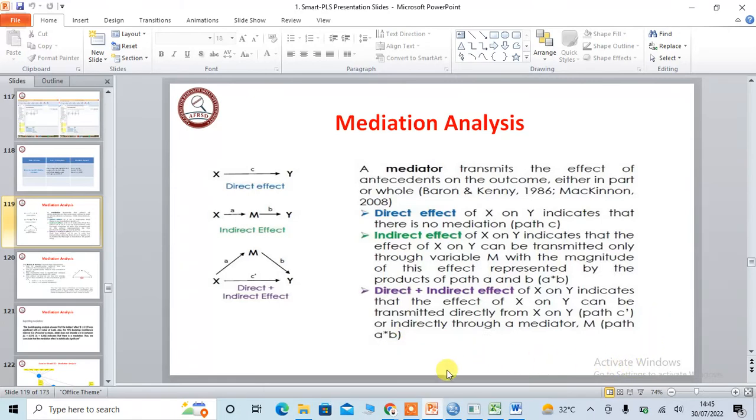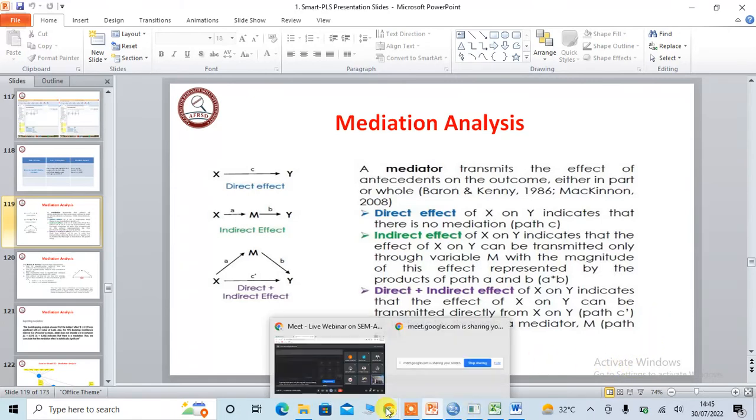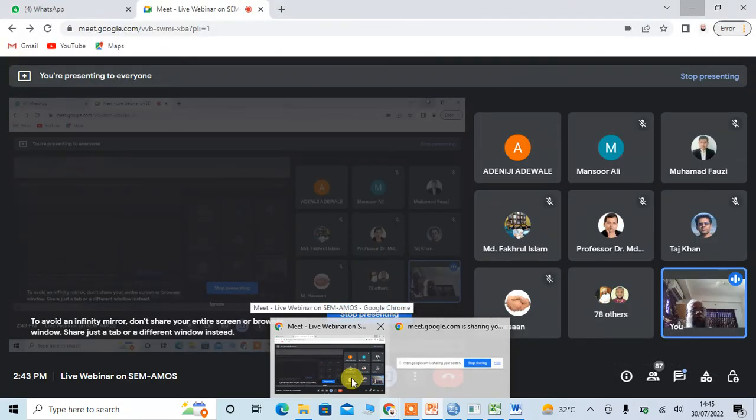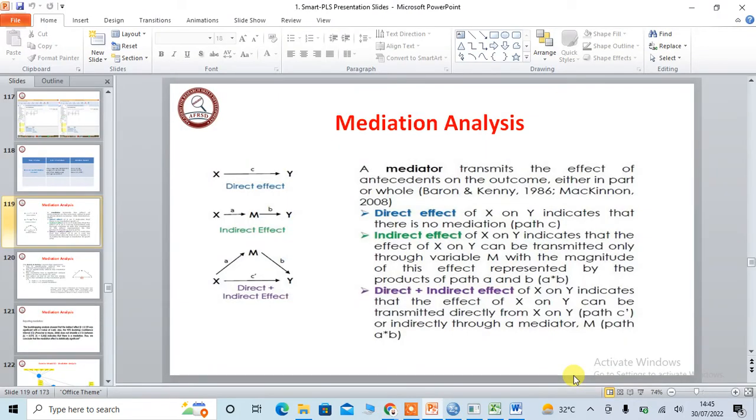I have a question, sir. Okay, please. In the mediation, is the mediator the extraneous variable? Are the extraneous variable and the mediator the same thing? Actually, these are not both the same.